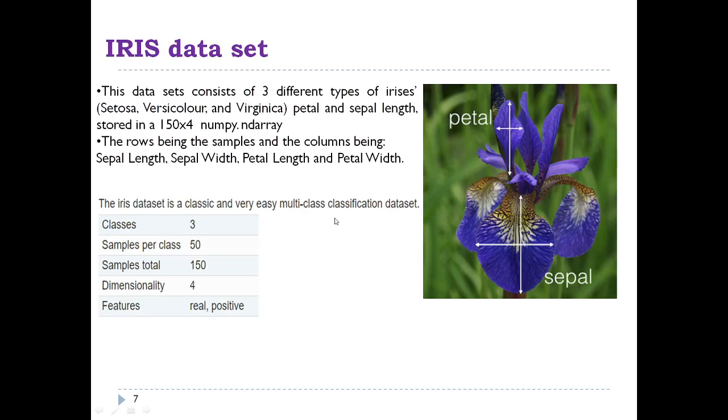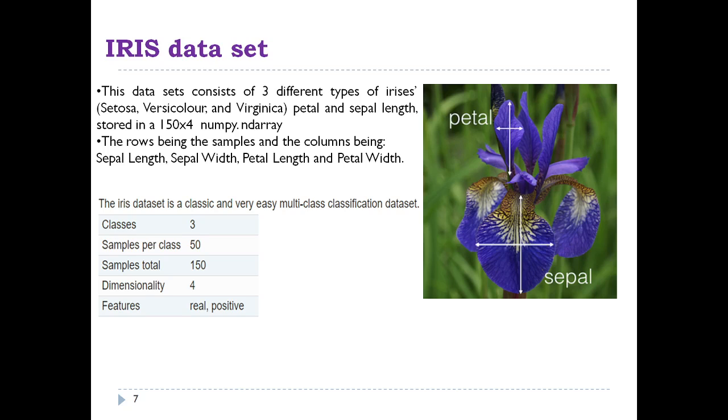So in this program we are using the iris dataset. The iris flower dataset, or Fisher's iris dataset, is a multivariate dataset introduced by the biologist and statistician Ronald Fisher in his 1936 paper.